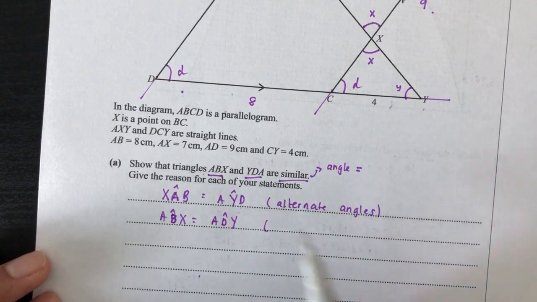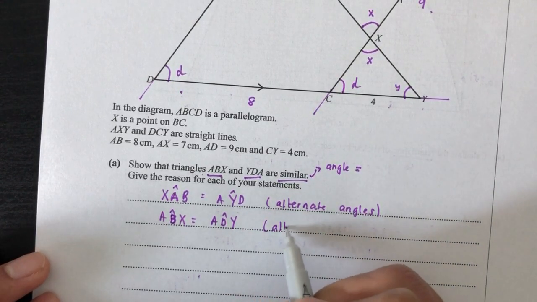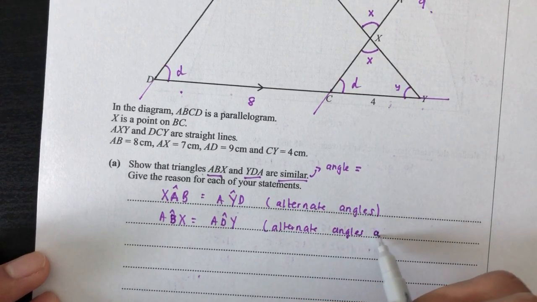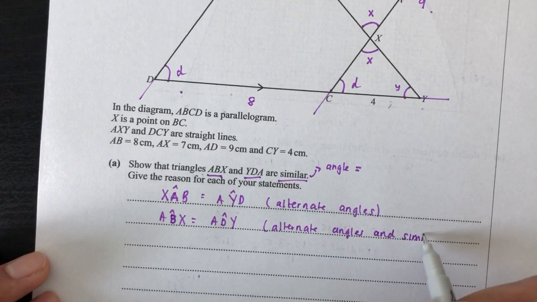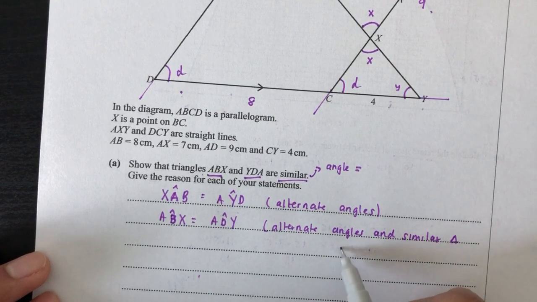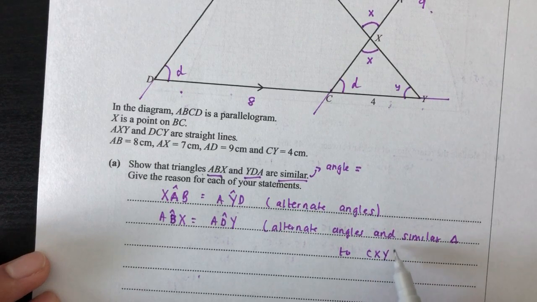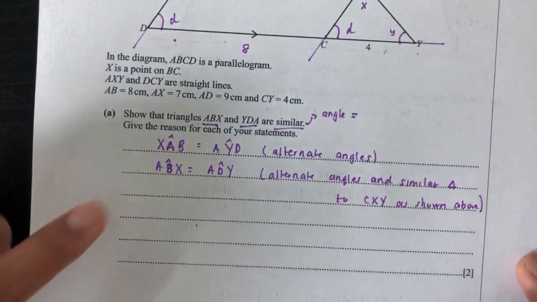Reason why is because of alternate angles and similar triangle to CXY. So as shown above. Okay, so that is the two answers you need.